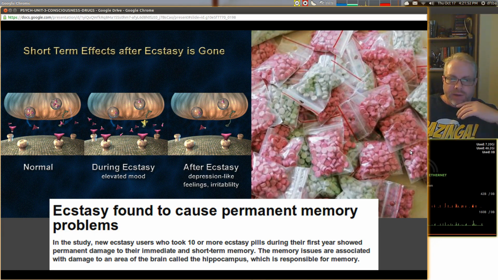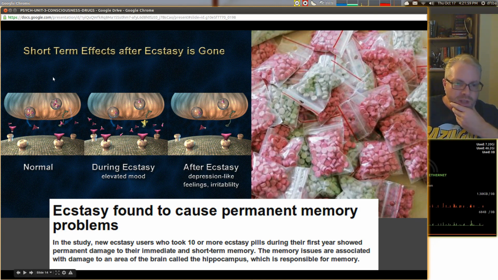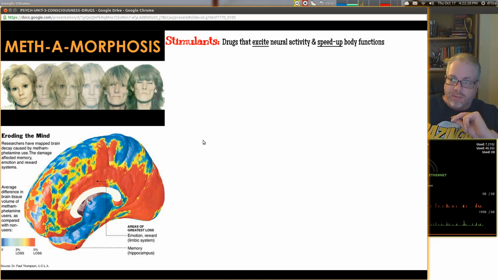So let's look at the next slide here. This gives you a sense of it. On the left side, you'll see, and I'll use the arrow over here, you've got a normal receptor, and then you've got the elevated mood during ecstasy, and you can see how it is rather increased. And then after ecstasy, it goes in the opposite direction. It moves to depressed-like feelings, and it's kind of an irritable situation for the person. They don't really understand why they're feeling so bad. The ecstasy has been found to cause permanent memory problems for people, so keep it in mind.